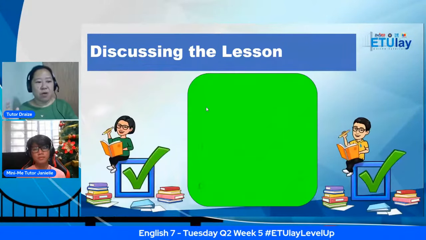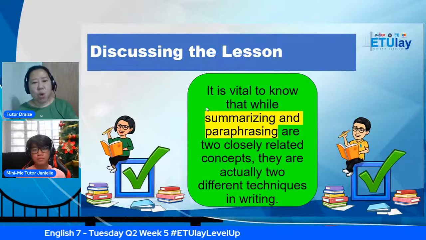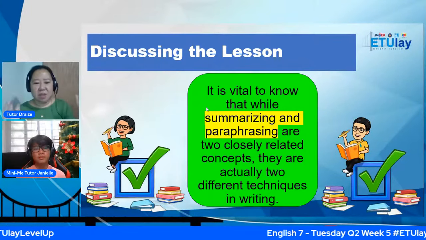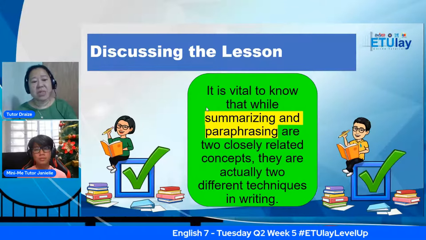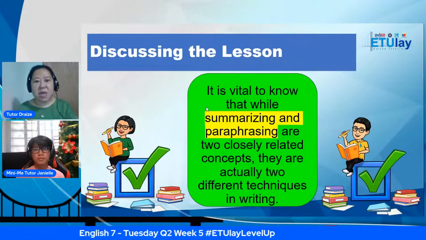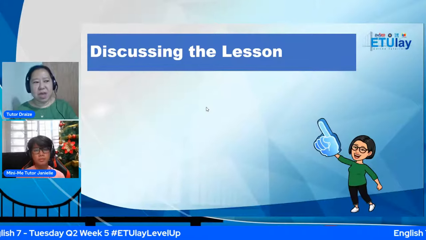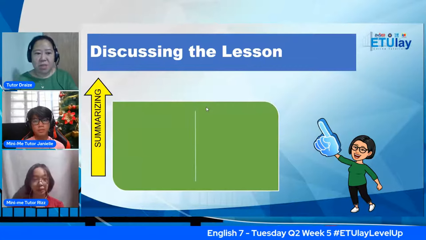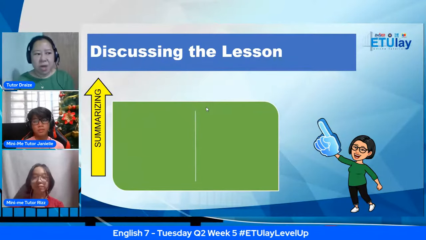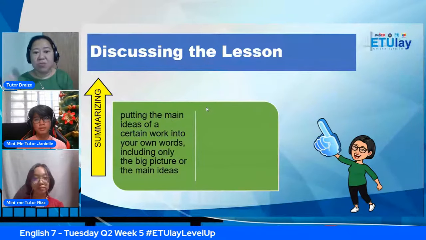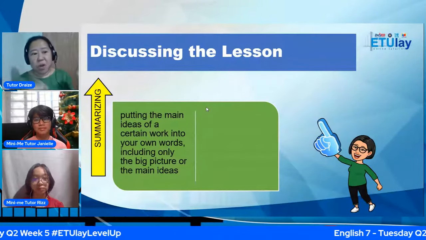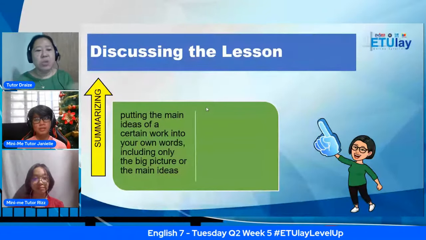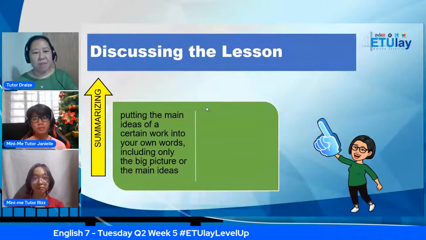Okay? And of course, it is very vital to know that while summarizing and paraphrasing are two closely related concepts, they are actually two different techniques in writing. Now, let us discuss summarizing and paraphrasing so you will know the difference between the two. Let us start with summarizing. Summarizing is putting up the main ideas of a certain work into your own words. So you're not going to copy and paste. You're going to make use of your own words. So that includes only the big pictures or the main ideas.